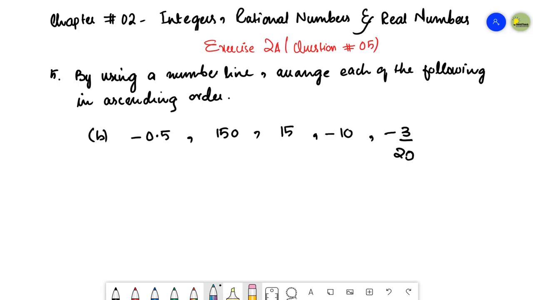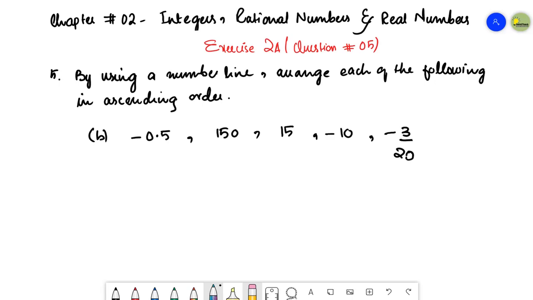So in this video we need to do part B of question number 5. The exercise is same, exercise 2A, book is D1, right? We have already done part A of this question and now let's do part B. Again the same question, we have to draw the number line and we need to plot all the given numbers on the number line, right?